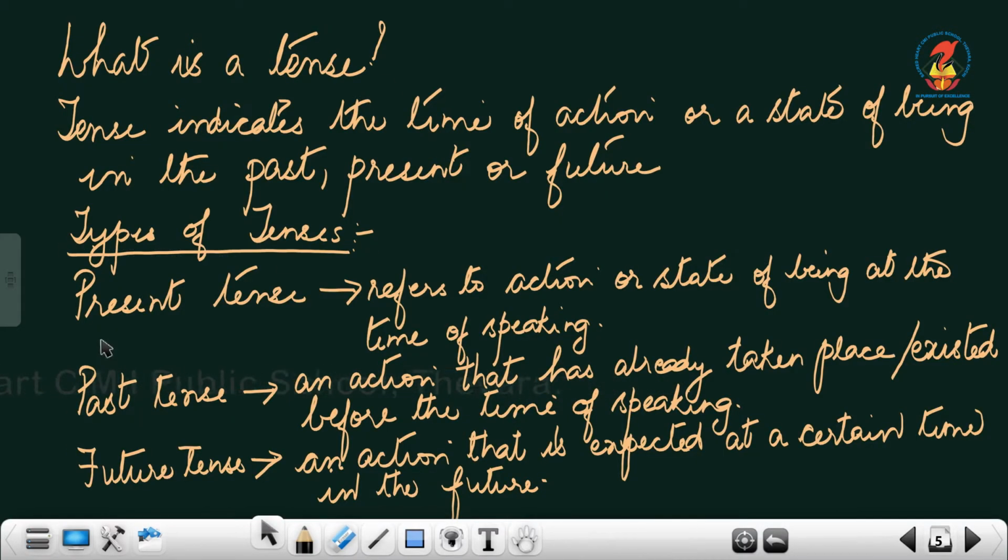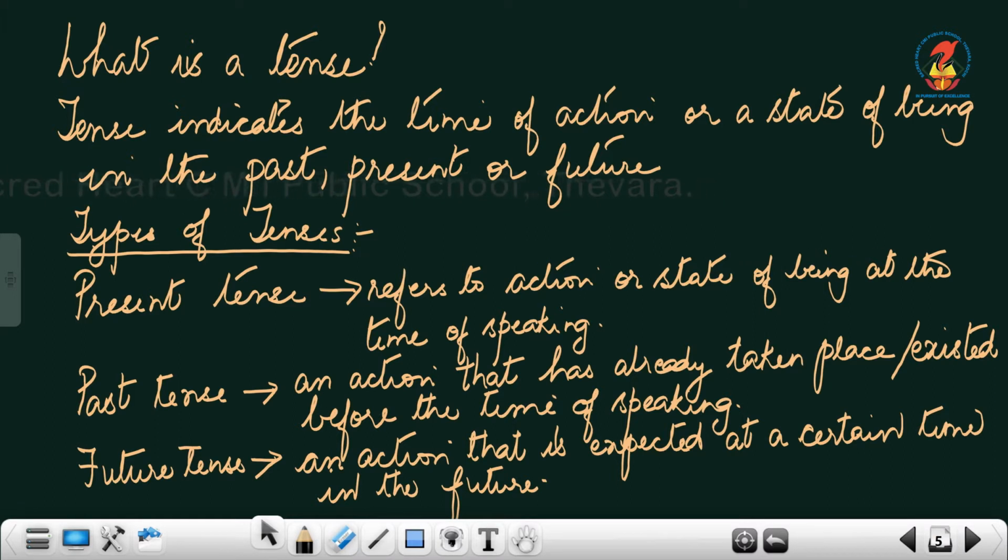The types of tenses: present tense. Present tense means what? It refers to the action or the state of being at the time of speaking. Here I am standing and speaking, so this is present tense. The next one, past tense, is an action that has already taken place or existed before the time of speaking. Just before I started recording the video, that is called the past, what has already happened and gone.